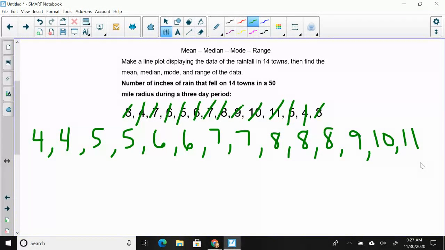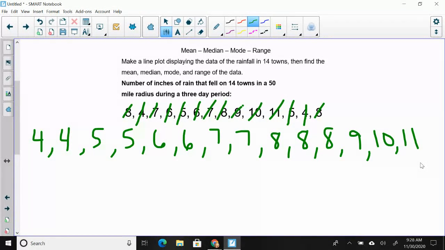All right, now why would a line plot be appropriate for this set of data? Andrew? Because there's a bunch of numbers. Okay, I do have a bunch of numbers. And what do you notice about the smallest number in this set and the biggest number in this set? Are they pretty close together or are they pretty far apart? If I have 4 as my lowest and 11 as my highest, they're pretty close together. Okay, so I'm working with a very small range of numbers.